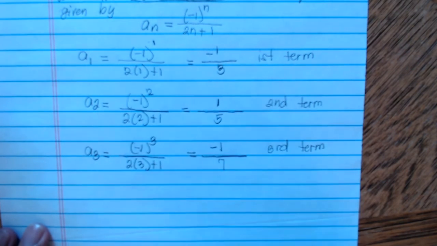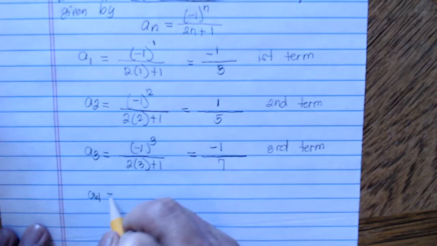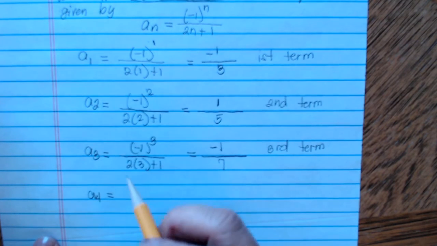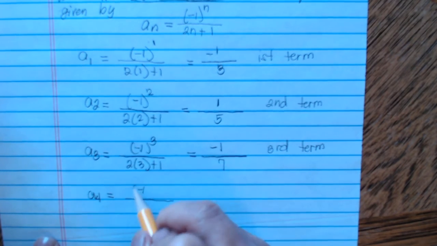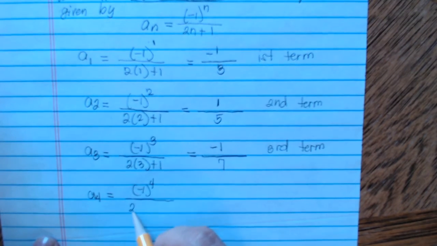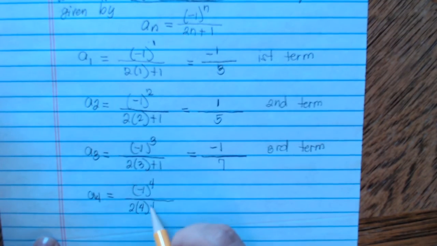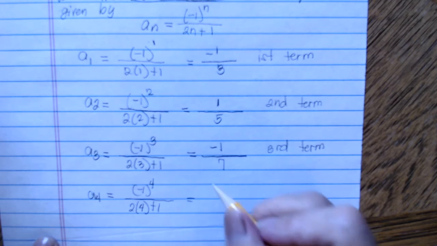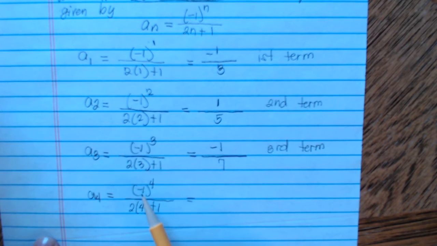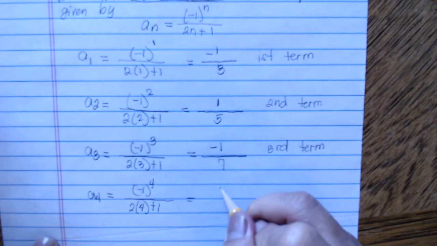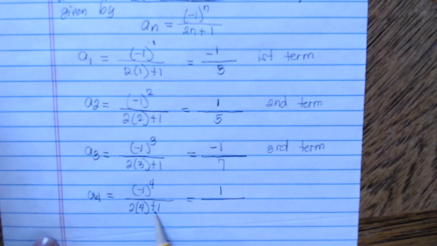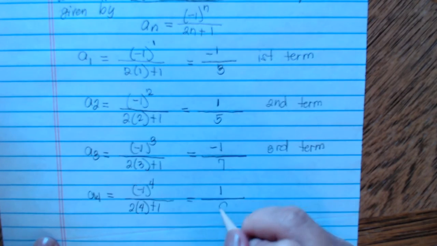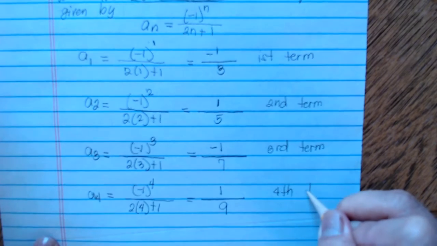And then the last term is a sub 4 because we only need the first 4, where our n is 4, so plug in 4 for n. So negative 1 raised to 4 over 2 times 4 plus 1. Negative 1 raised to 4 is positive 1 because this is even, or negative 1 times negative 1 times negative 1 times negative 1. So that will give you a positive 1 over 2 times 4 is 8, plus 1 is 9. So 1 over 9 will be our fourth term.